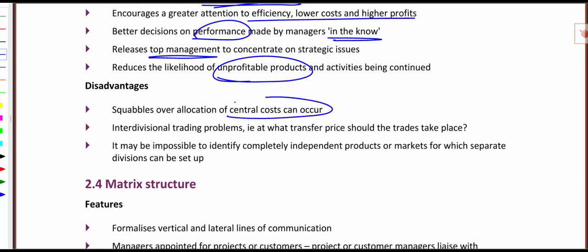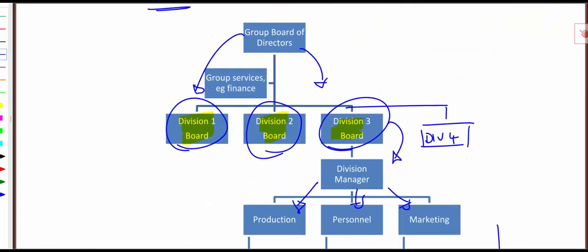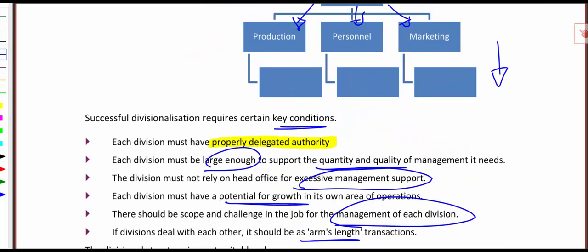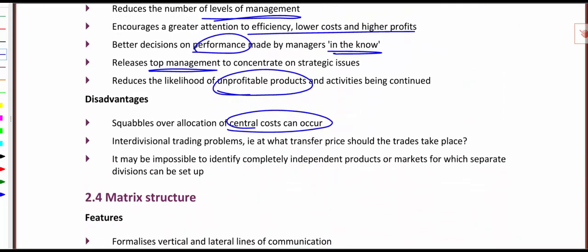Disadvantage then, absolutely central costs are going to be key. So if you think back to our structure, how do we split up the cost of these group services? Okay, so we're going to have to think of some sort of way of allocating costs. Interdivisional trading problems, so thinking about transfer prices. So if division A has to sell to division B, what do we do in terms of profit for each division? And then finally, it might not actually be possible to split divisions out because products might be too similar. So not necessarily always a good idea.